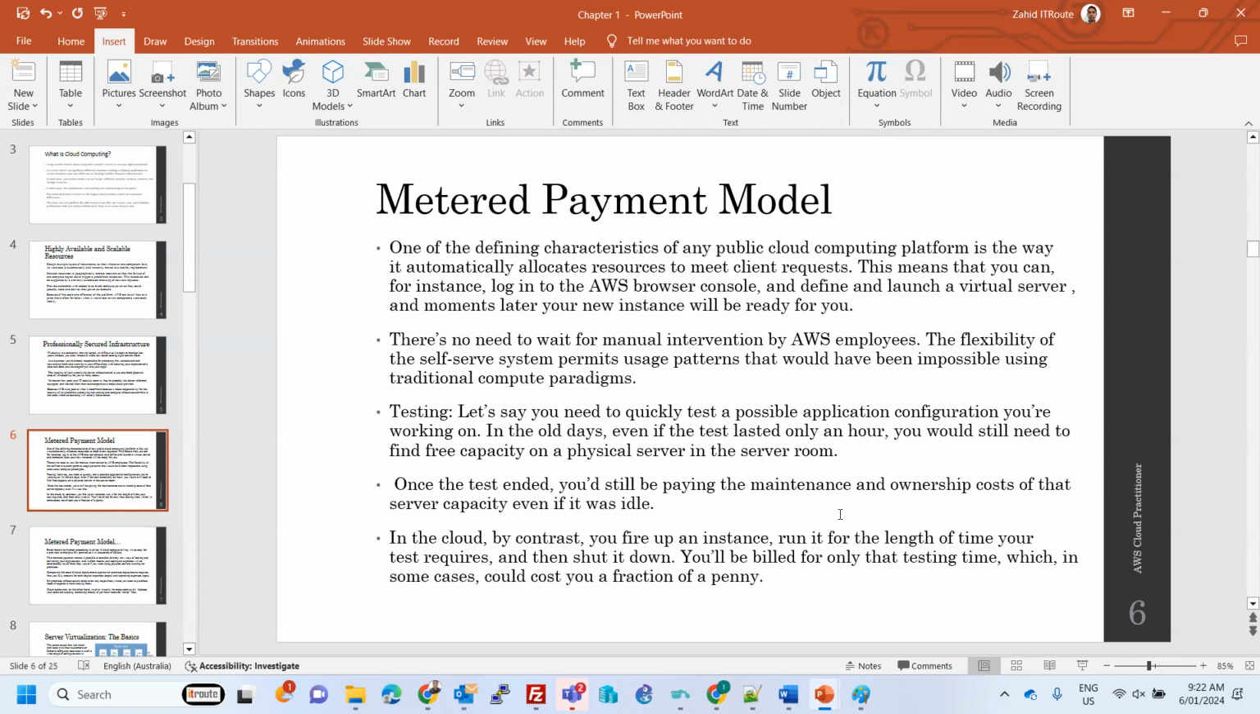Metered payment model. One of the defining characteristics of any public cloud computing platform is the way it automatically allocates resources to meet client requests. This means that you can, for instance, log into the AWS browser console and define and launch a virtual server, and moments later your new instance will be ready for you. There's no need to wait for manual intervention by AWS employees. That means you can do your own tasks. You can manage your own stuff. You don't need to contact their employees.